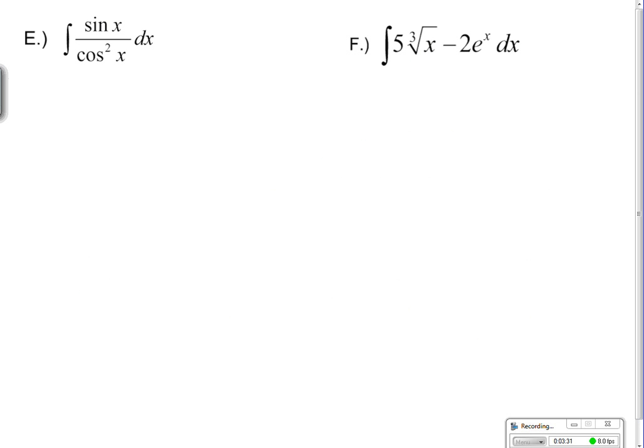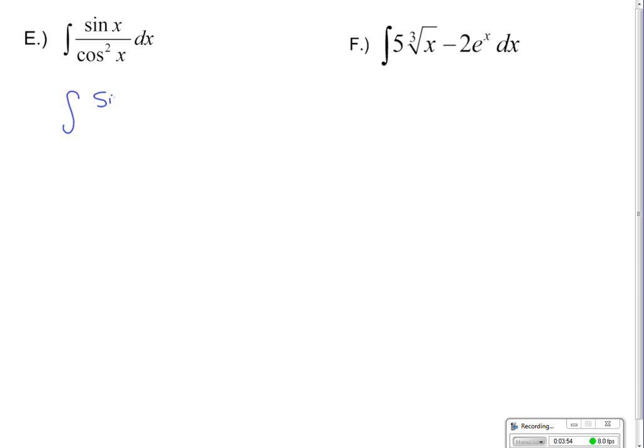And then one other problem I want to do from this problem set is letter E. This one, we've got a quotient going on, or a rational function, and I don't know of a way to integrate that straight up. There's no rule to follow. So what we're going to do is turn this hopefully into something that we recognize.